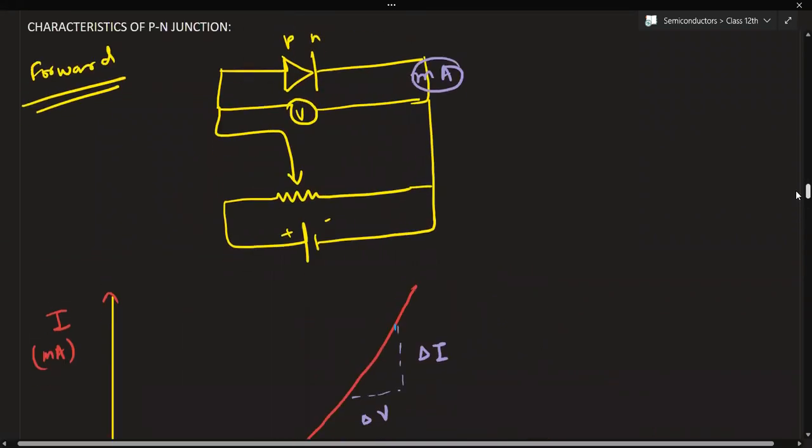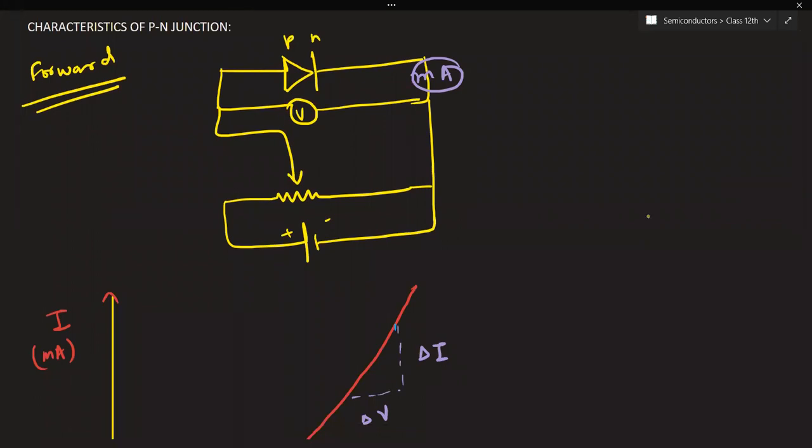So that completes PN junction. One small topic is rectifiers that we'll do right now. Theory portion comes from rectifiers also. Note it down. Let's complete that as well.